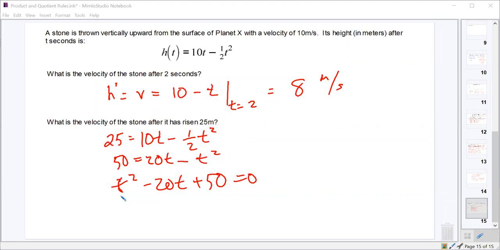You got a value there? Should have 2 values there. I got 10 plus or minus 5 root 2. People agree with that or no? I agree with that. So there's two of them: 10 plus 5 root 2 and 10 minus 5 root 2. Which one do we want to choose? Which one is the one where it's risen 25 meters?